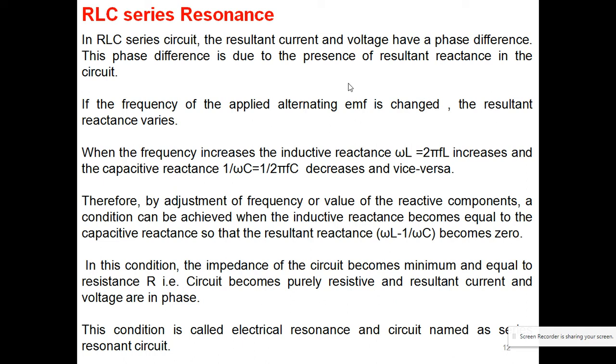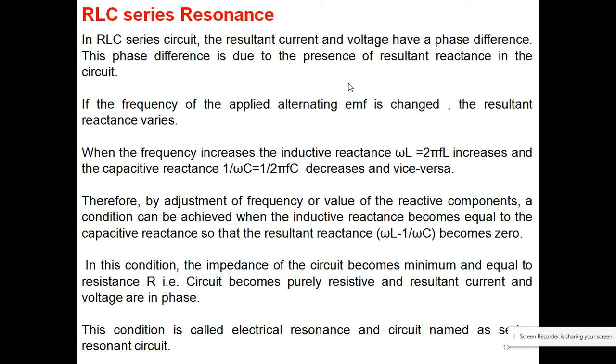This phase difference is due to the presence of resultant reactance in the circuit. It means that XL minus XC is not equal to 0, and that is the reason we have the phase difference. If that value is 0, then the phase difference becomes 0, and our circuit becomes a purely resistive circuit. So the main reason for the phase difference is the presence of resultant reactance.